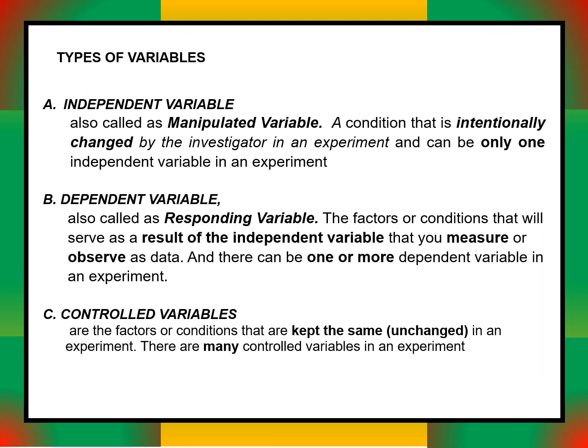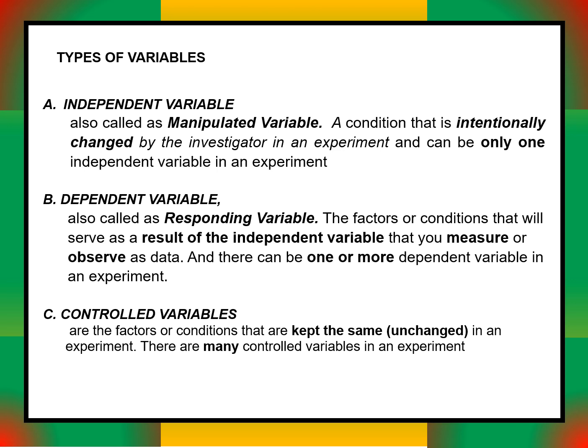So these are the three types of variable. The independent variable, also called the manipulated variable, you intentionally change it. Intentionally, it is your purpose to change it. Only one independent variable in an experiment. So I will be discussing thoroughly what these are as we go through the lesson.